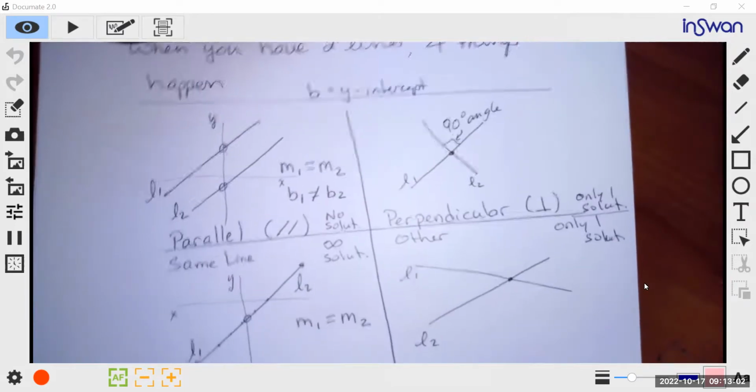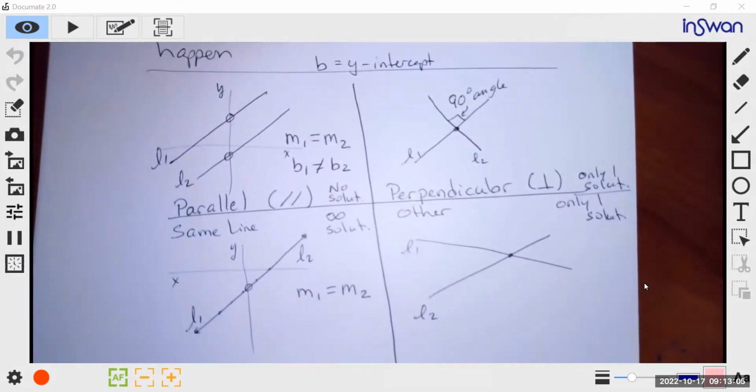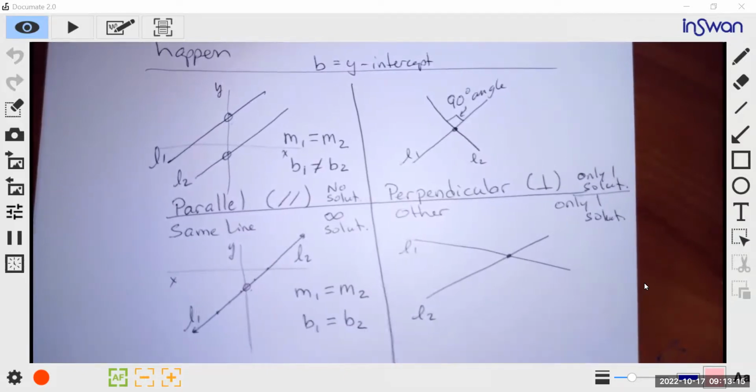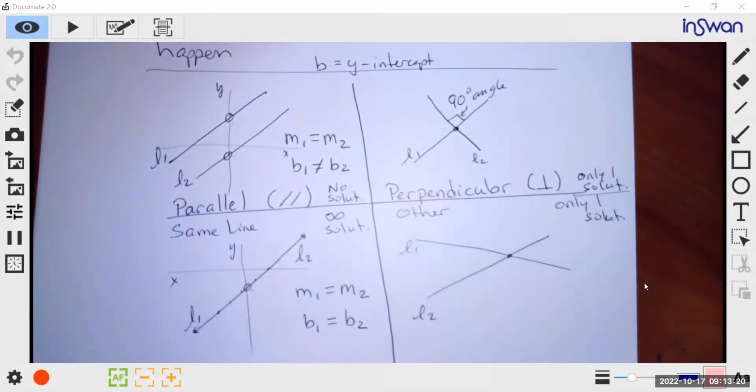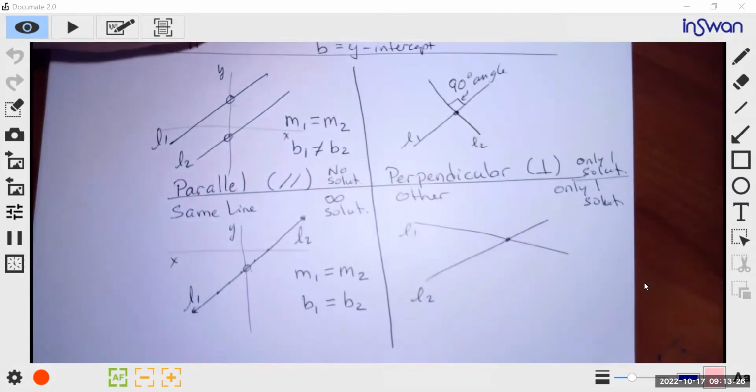So if two lines are parallel, that means that their slopes have to be the same and their y-intercepts have to be different. If they're the same line, then their slopes are the same and their y-intercepts have to be the same. If those are true, then they're the same line. So for parallel and the same lines, we have to look at both the slopes and the intercepts.